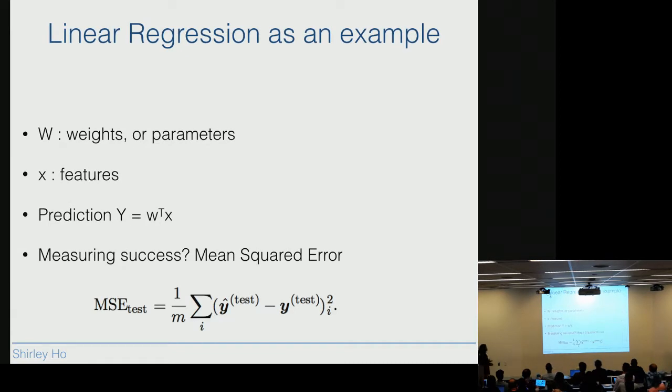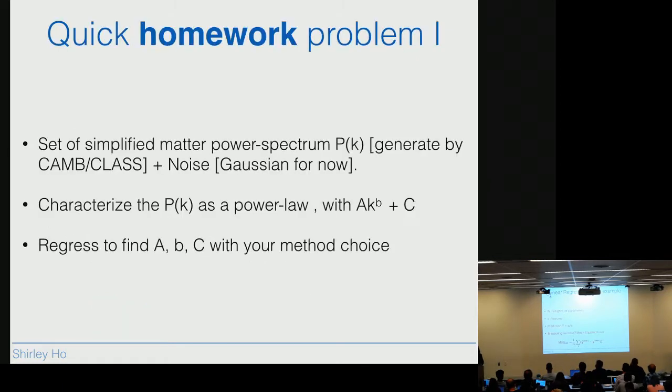There's a linear regression example, because if you cannot understand linear regression, you cannot do deep learning for sure. It's simple. You have weights, you have features. All of these are very similar to what you've been doing for prediction: y equals weight transpose times x. To measure success, you do mean squared error.